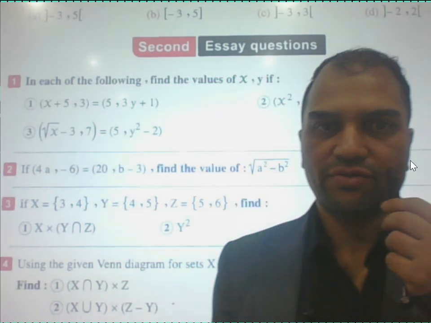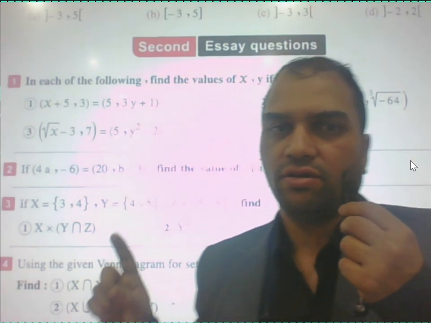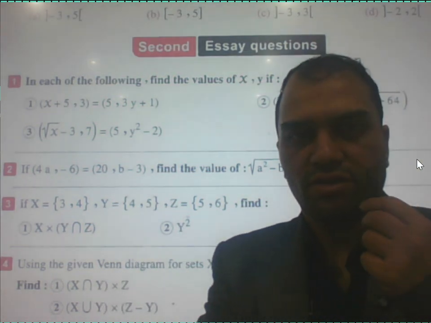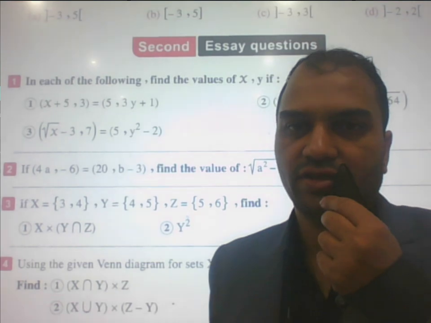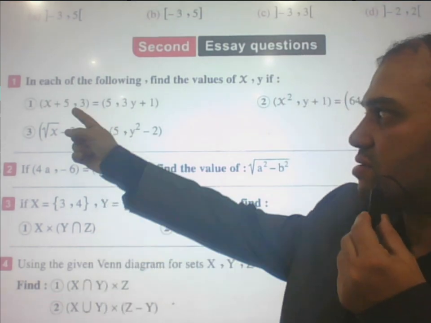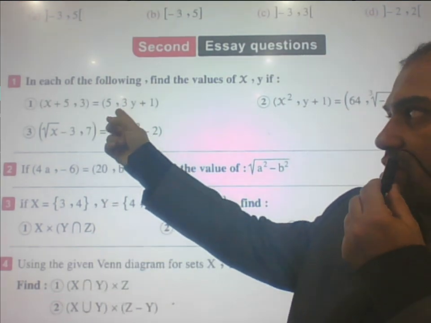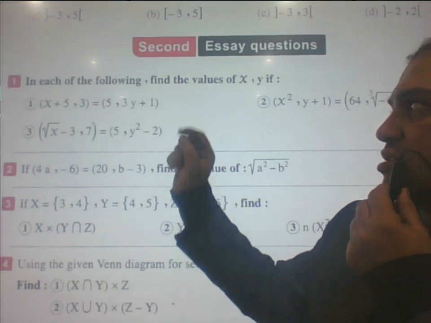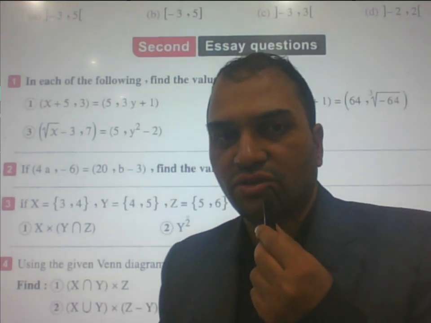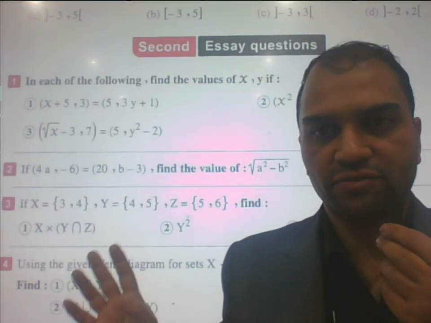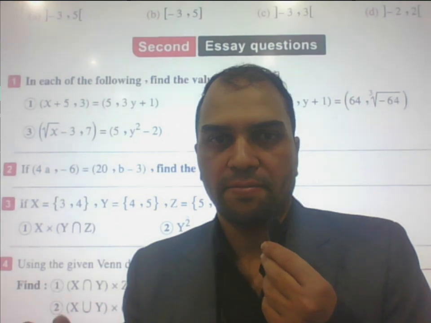Second easy questions. Look with me at question number one. In each of the following, find the value of x and y if (x + 5, 3) equals (5, 3y + 1). First step, we must know the first projection equals the first projection and the second equals the second.